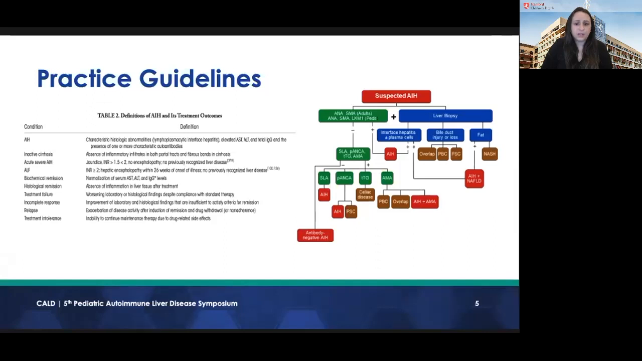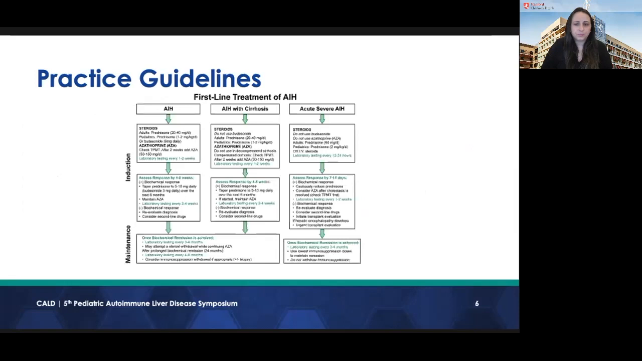They also include an algorithm for clinicians to follow for a patient suspected with AIH, including serology and liver biopsy that will lead to the diagnosis of AIH, PSC, overlap, or another disease. They also include a diagram for the first-line treatment of AIH, categorizing these patients by those with AIH, AIH with cirrhosis, and acute severe AIH. They discuss the timing of assessing response, biochemical remission, and consideration for second-line drugs for patients.